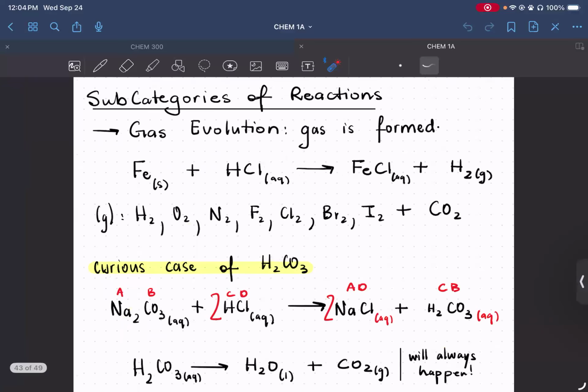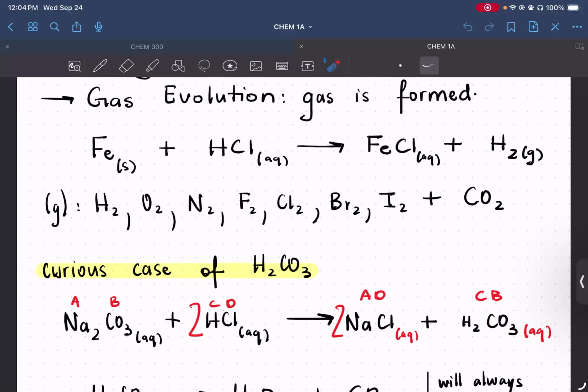We then covered various subcategories of reactions. These are not necessarily archetypes that are used to predict reactions, but these can be called classifications based on a reaction. For example, gas evolution. As the term suggests, in gas evolution, a gas is formed. This is not something you could necessarily predict, but it's a classification you could assign after the fact.